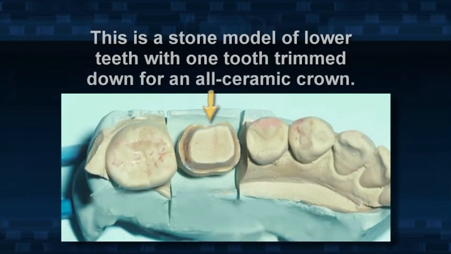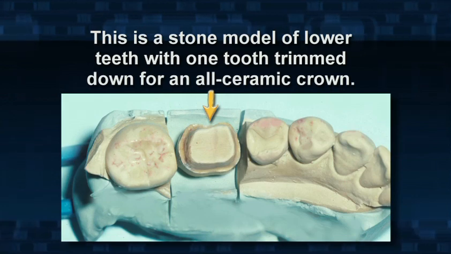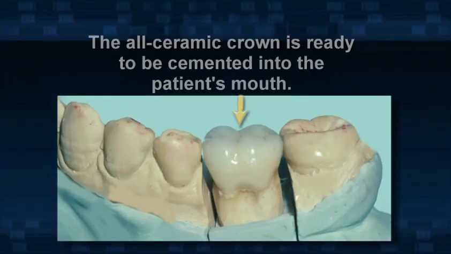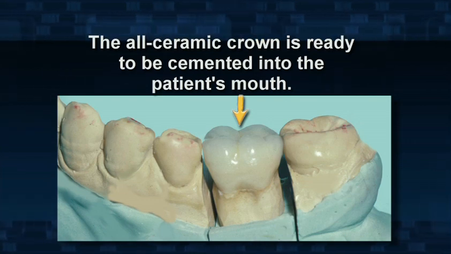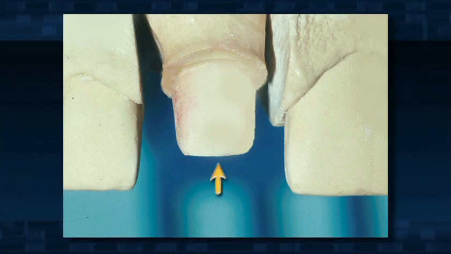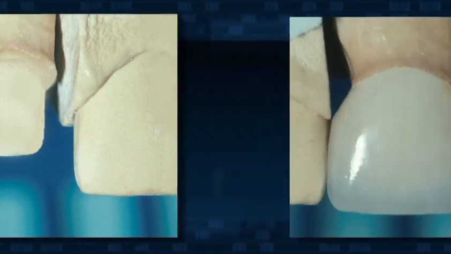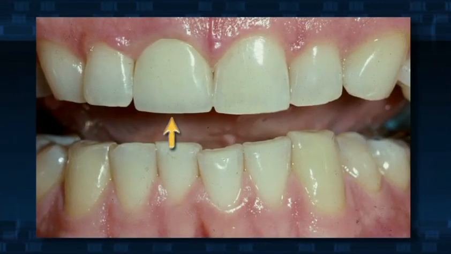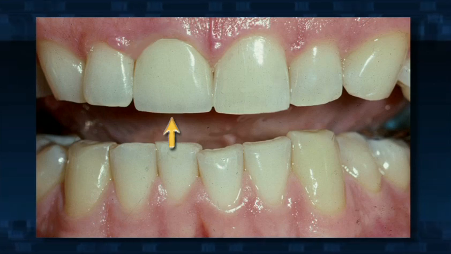This plaster model shows 1 lower molar tooth that has been prepared for an all ceramic crown. And the laboratory technician has made a beautiful all ceramic crown now ready to be cemented into the mouth. And this is a model of an upper front tooth that has been prepared for an all ceramic crown. The laboratory technician has constructed that crown, and the dentist has seated the crown. Very difficult to discern it from a natural tooth.